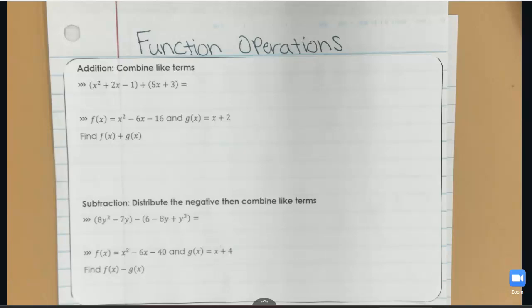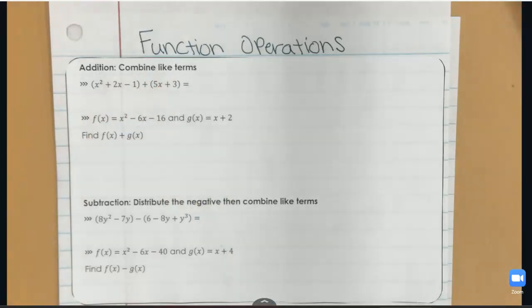Today we are looking at function operations, and we are just going to focus on the four most basic mathematical operations you have been working with since elementary school. That is addition, subtraction, multiplication, and division. But what we're going to look at is what happens when we add, subtract, multiply, and divide polynomials or two functions. So with addition, all you can do is combine like terms.